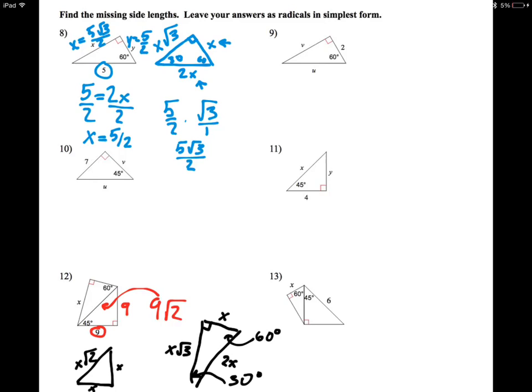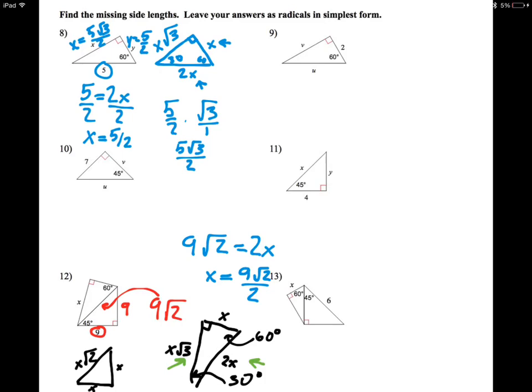So I want to get, if 2x equals 9 root 2, what does x root 3 equal? Because I know this side, 2x, and I want to get this side, x root 3. So let's do that. So I know 9 root 2 equals 2x. Great. So that means x equals 9 root 2 over 2.